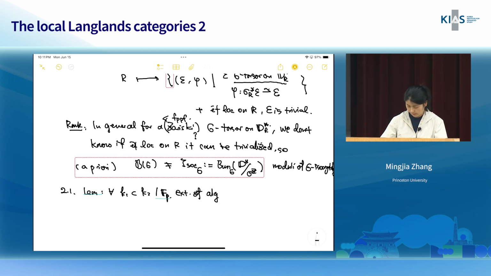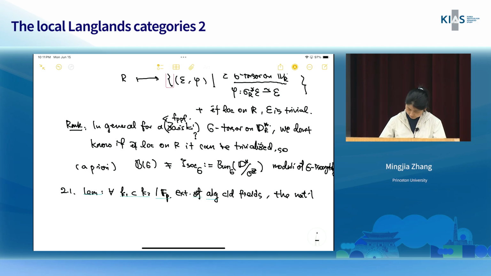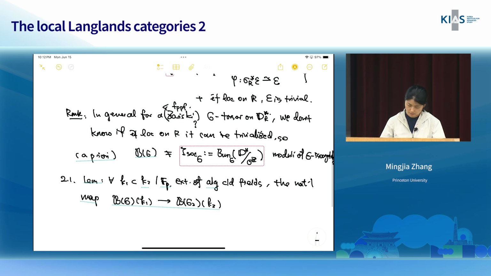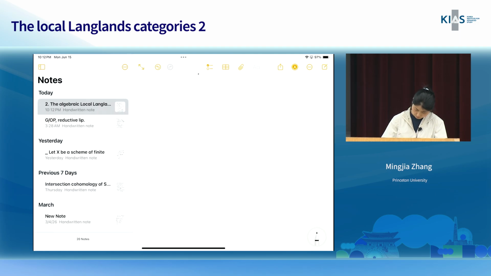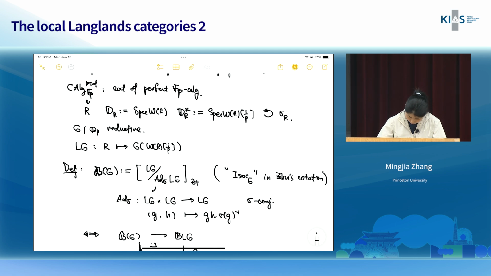Namely, for any algebraically closed fields and an extension of algebraically closed fields in characteristic p, the natural map on K1 points of BG to K2 points of BG is an equivalence of groupoids, where the set of isomorphism classes are both identified with B(G). This is not hard to prove once you know that B(G) is invariant under algebraically closed extensions. I will skip the proof of this and leave it as an exercise. You can also read it in Xinwen's paper.